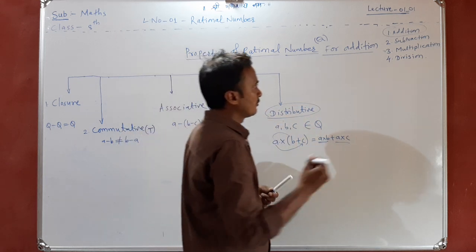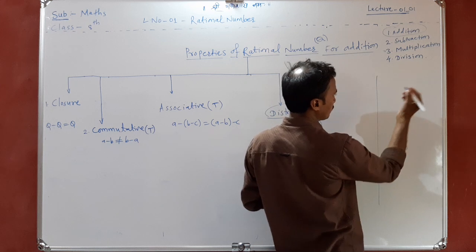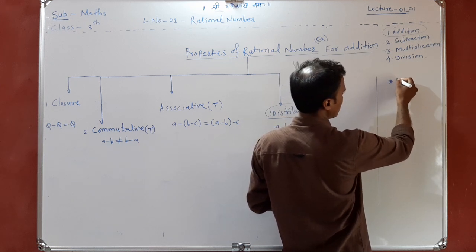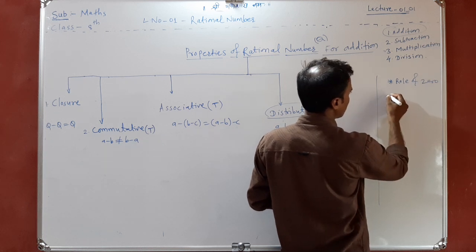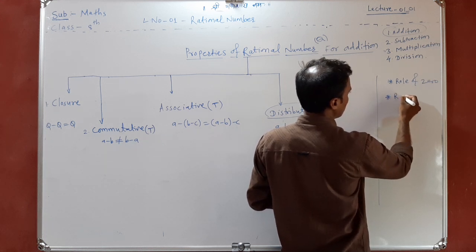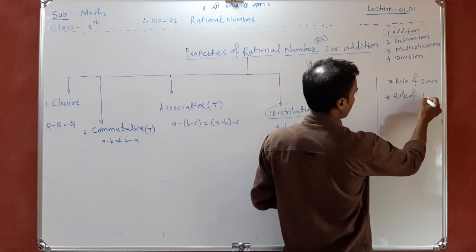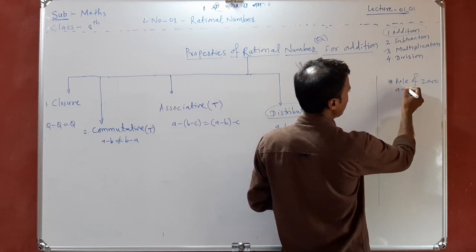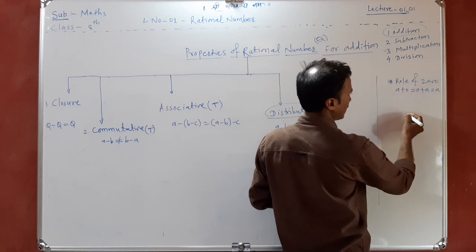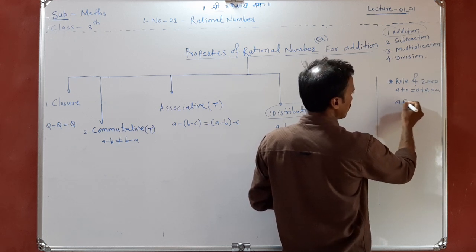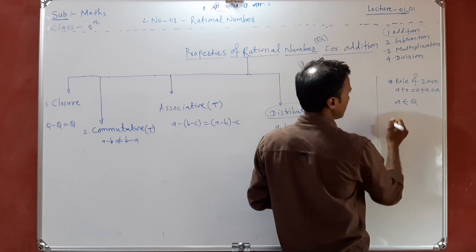Now see, student, we learn after that there are two to three extra properties. The first one is the role of 0, right? After that we learn the role of 1. Role of 0 means A plus 0 is equal to 0 plus A. Always we get A, where A belongs to Q, meaning A is a rational number.